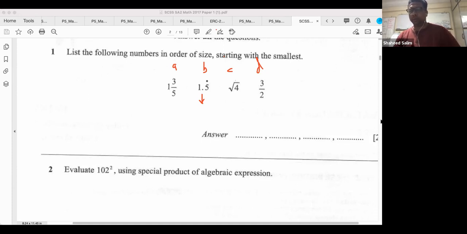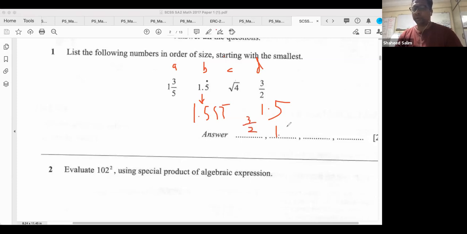Shafi can do now, Shafi. Okay, Ryan has given the answer. Smallest, let us see. Square root of 2, what do you get? I think it is the biggest number. So now down here, smallest is 1.5. This is 1.5. This one is bigger, 1.555. So the smallest is 3/2.